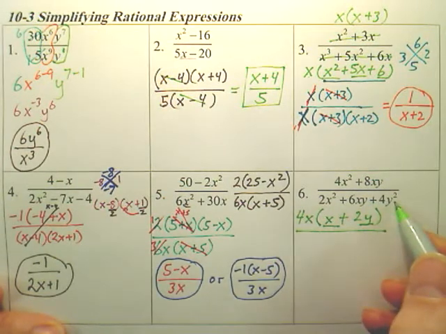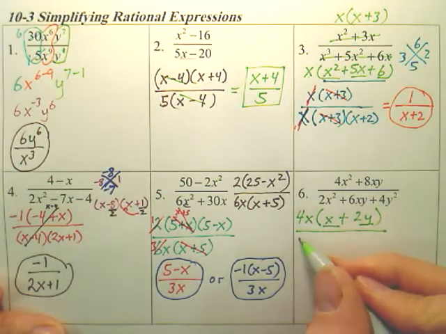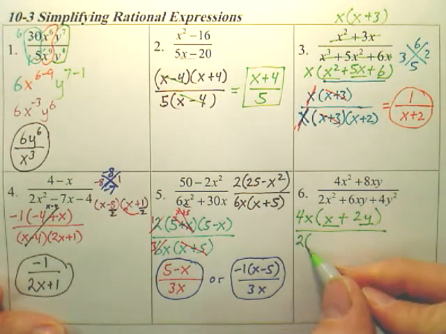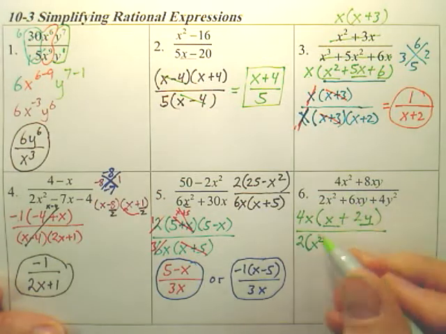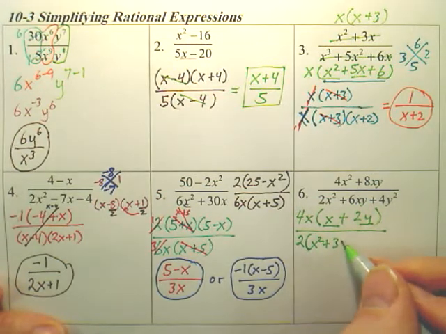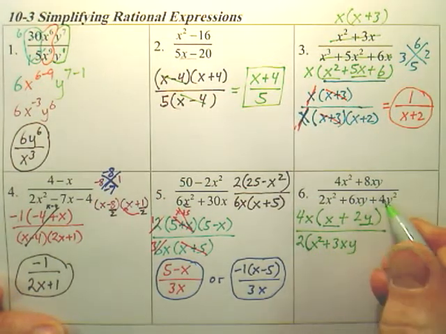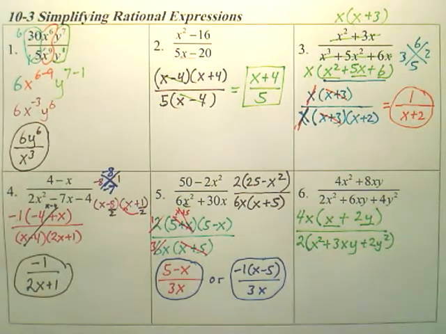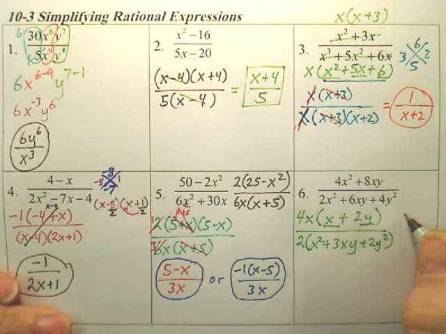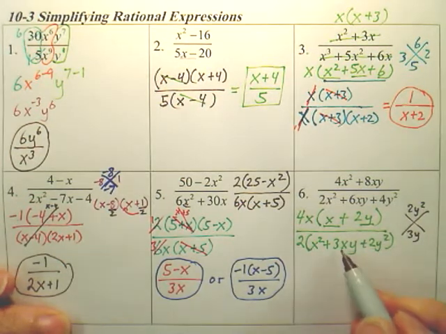For the bottom, is there a GCF? Yeah. I could pull a 2 out, leaving me x squared plus, pull a 2, that'd be 3xy, and when you pull a 2 out of this, it leaves you 2y squared. Alright, this can still factor. 2y squared and 3y. This is on top, this is on bottom.